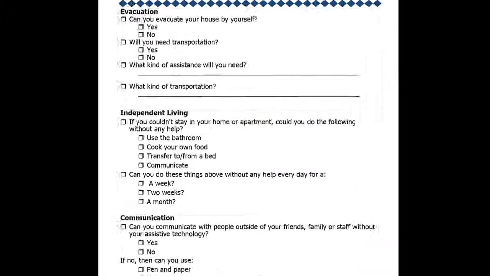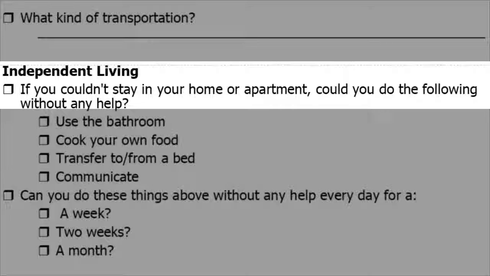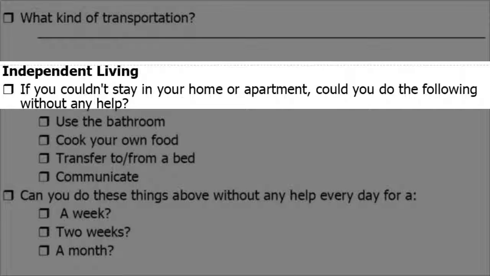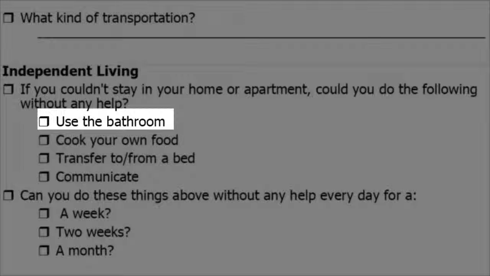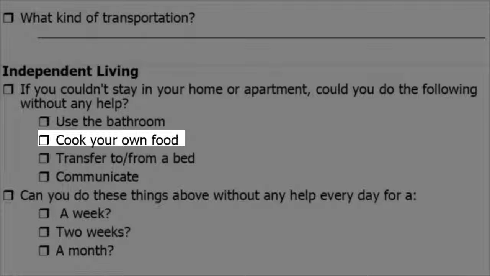Independent living. If you couldn't stay in your home or apartment, could you do the following without any help? A. Use the bathroom. Remember to think about what we discussed earlier in regards to assistive technology. B. Cook your own food. Ask yourself how you cook your food. Do you normally have pre-made stuff? Do you cook it in a microwave? Do you cook it in an oven? All these are important because these things may not be available to you in an emergency.